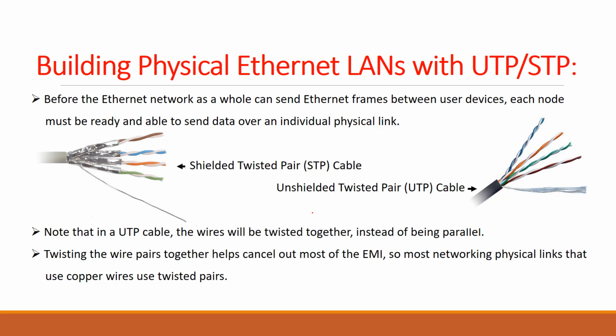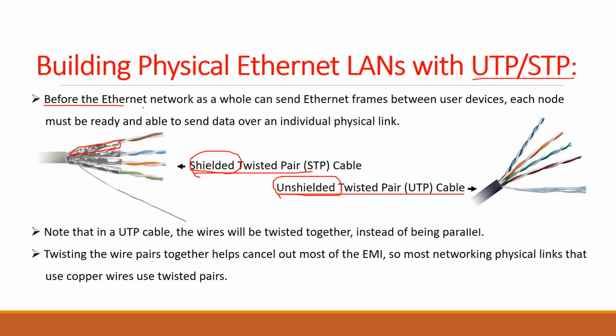So when we build physical Ethernet LANs with STP or UTP, there are two types of cabling using copper wires. We have UTP, or unshielded twisted pair, and shielded twisted pair cable. So we have shielded and unshielded. And shielded has a shield around the pair of wires.